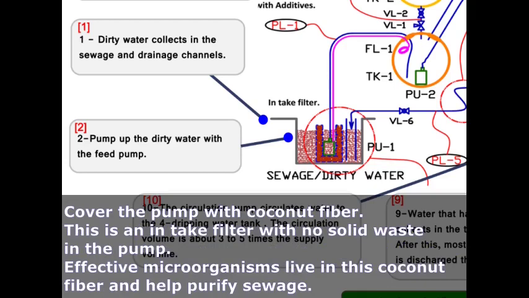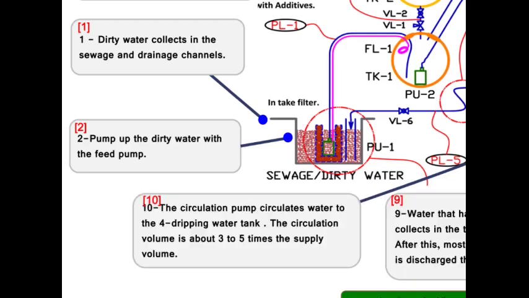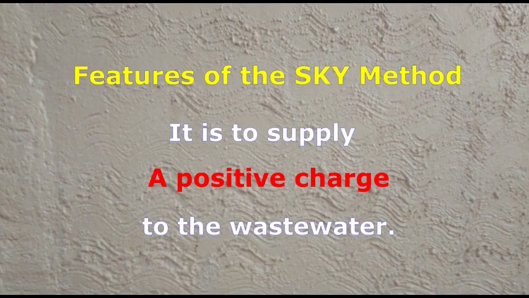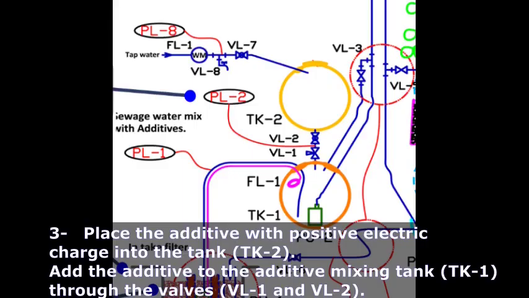Cover the pump with coconut fiber. This is an intake filter that keeps solid waste out of the pump. Effective microorganisms live in this coconut fiber and help purify sewage. Features of the Sky Method: it supplies a positive charge to the wastewater. Section 3. Place the additive with positive electric charge into the tank, TK2.